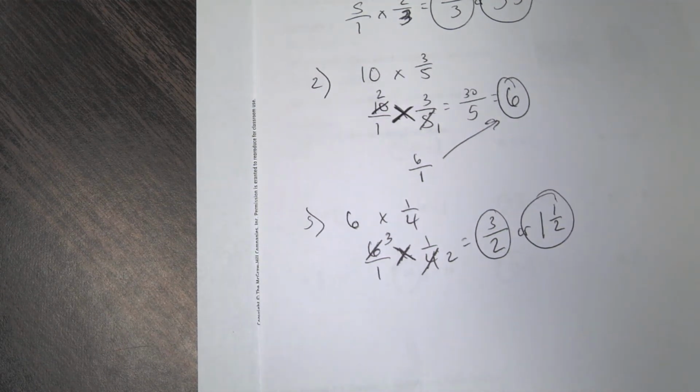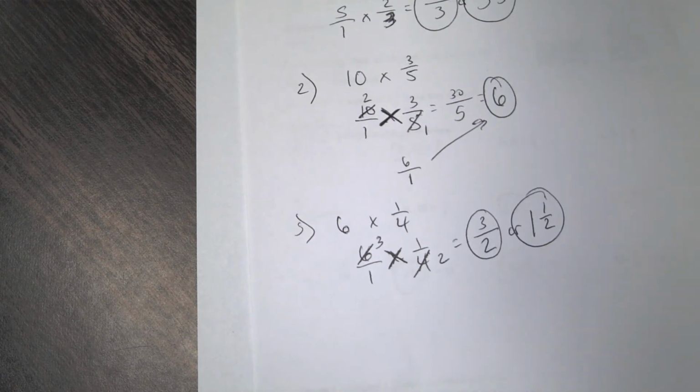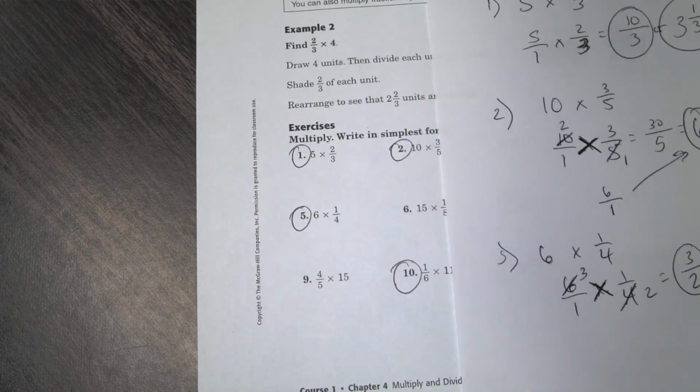And if I turn that into a mixed number, it'd be 1 and 1/2. Okay? If you didn't simplify before you multiply, you're still going to get the same answer as long as you simplify at the end. You have to remember that. That's why I just go ahead and do it there.